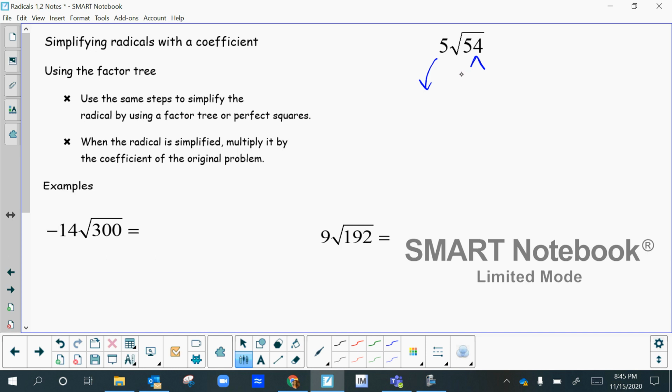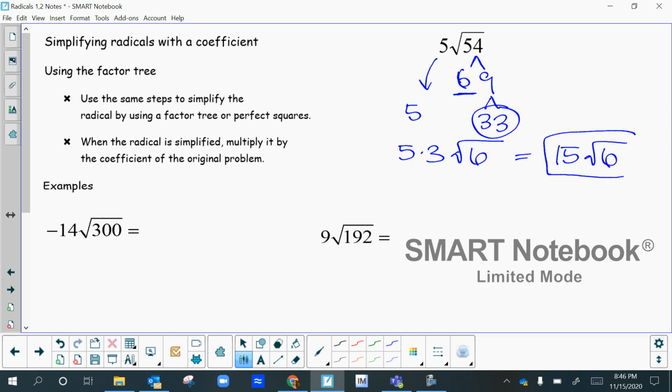So the 2 numbers that I can think of is 6 times 9. Is that right? Yes. And the 9 I know is a perfect square, so I'm going to underline that, circle that, and that's going to come out and join the 5 out here. The 6 you can simplify more, but you get 3 times 2, and you're not going to really get anywhere, so you can actually stop right there and underline that. So the 3 is going to come out and join this 5, so we basically have a 5 and a 3 out in front, and then we have a 6 under the radical, which is just simply 15 radical 6. Okay, so that's simplifying with a coefficient in front.